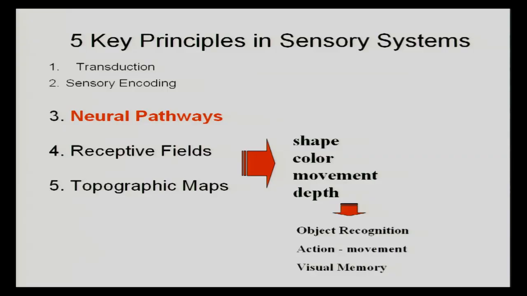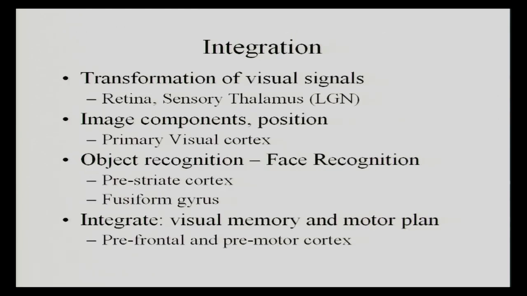So what we learned about is the receptive fields, and we want to ask questions about how they lead to the detection or the perception of shape and color and movement and depth. Just to give you a brief summary of where we're going now: we've discussed the transformation of the visual signals in the retina and the central thalamus, the LGN. We're going to ask how the primary visual cortex represents the components of the image. Then we'll go on to discuss some areas of cortical representation ahead of the visual cortex. In you and I, the visual cortex is at the back of the brain, and the visual parts of the brain that are extrastriate or prestriate are in front of that.